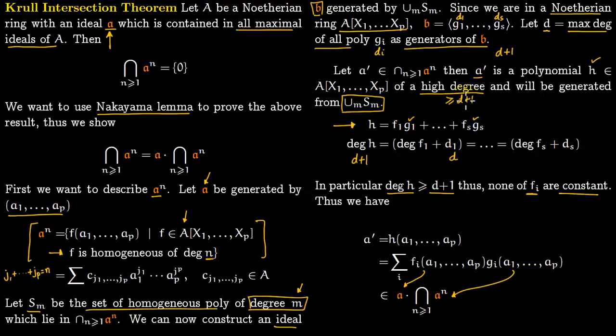So you see that everything hinges crucially on this fact here, that if you choose a polynomial h of high enough degree, it has to have a minimum degree of at least d plus 1. And this comes from the fact that the maximum degree here is d. So if you take a polynomial which lies in all the intersections, it has to have a slightly higher degree, because a single element here would not be able to generate it. You have a set of generators.